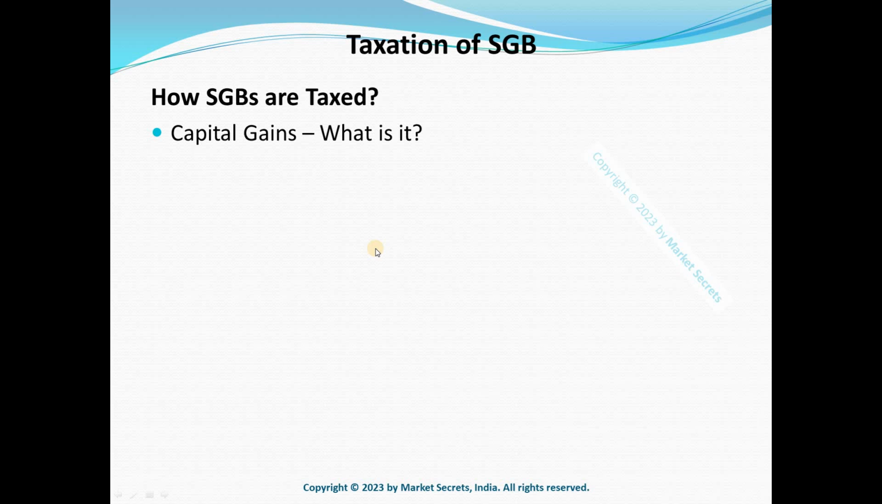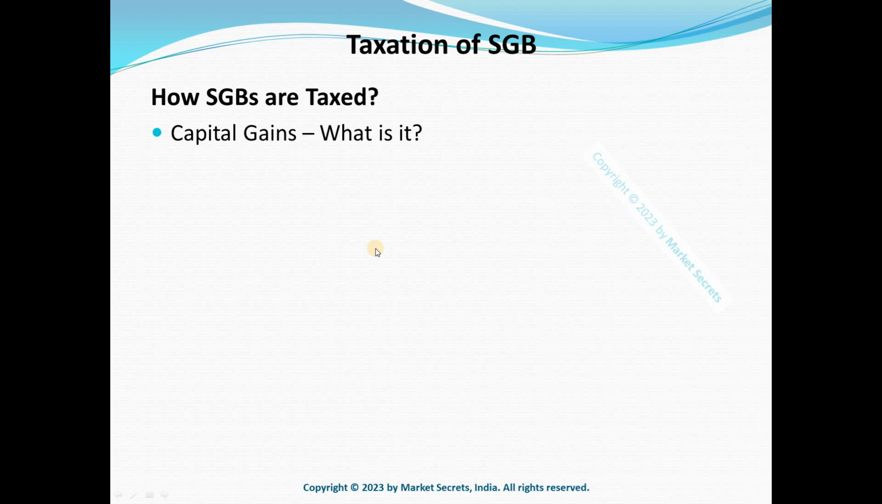What is it? Capital gains is very simple. So for example, you are buying SGB today and you're selling it after 1 year. So the difference between the buying price and selling price is nothing but your capital gain. So if you're buying for 5,000 rupees and selling it for 6,000 rupees, 1,000 rupees is your capital gains. So now let's try to understand how this capital gains part of SGB is taxed.